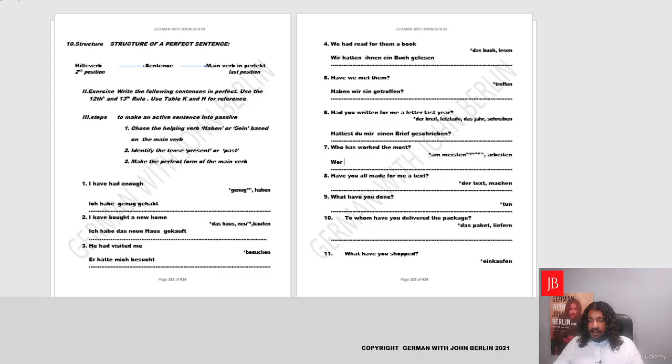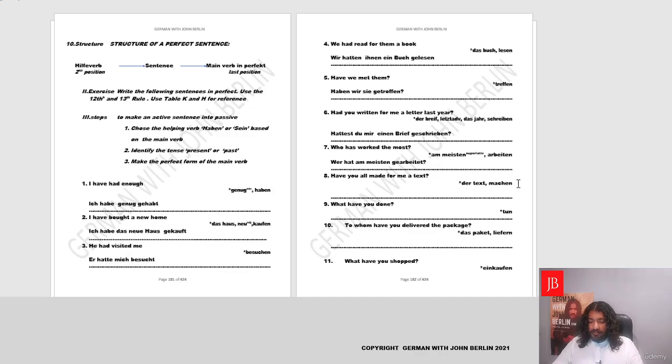Who has worked the most. The verb is to work. No fundamental movement. Helping verb is haben. Tense is present, so we'll use haben conjugated for third person. Wer hat? Yes. Now the most is am meisten. Okay. Wer hat am meisten worked? Worked is arbeiten. We'll turn it into perfect, add a ge and say gearbeitet, end with a t. Okay.